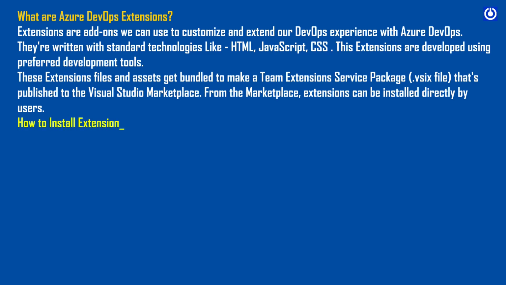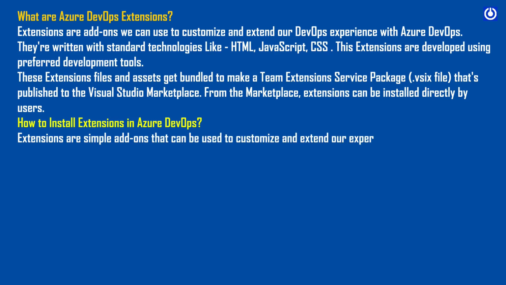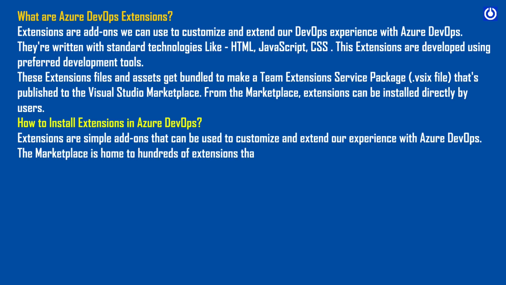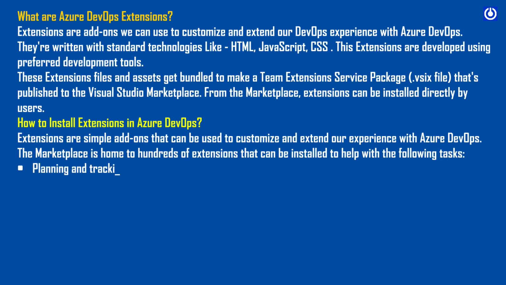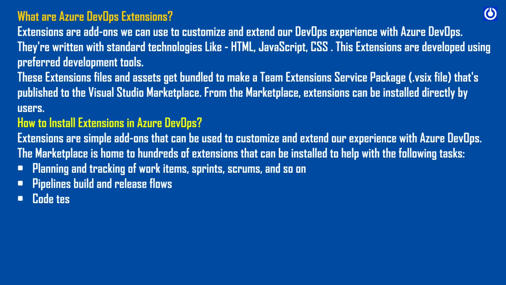How to install extensions in Azure DevOps. Extensions are simple add-ons that can be used to customize and extend our experience with Azure DevOps. The marketplace is home to hundreds of extensions that can be installed to help with the following tasks: planning and tracking of work items, sprints, scrums, and so on. Pipelines, build and release flows. Code testing and tracking. Collaboration among team members.